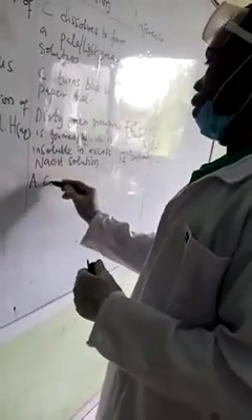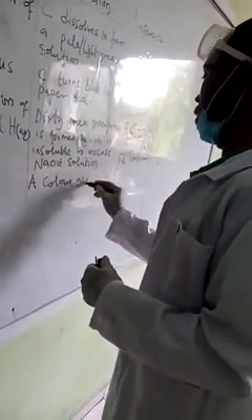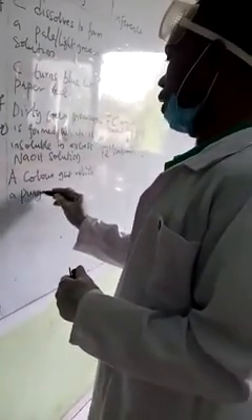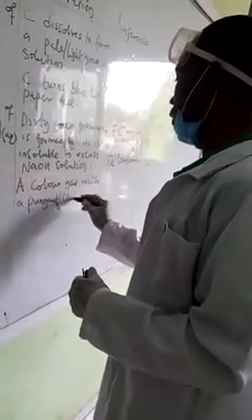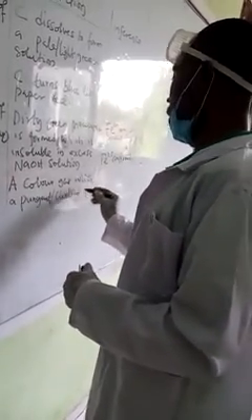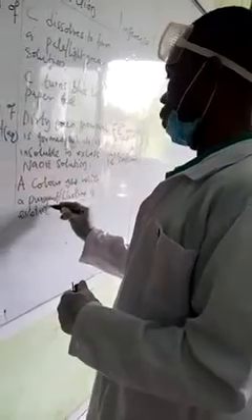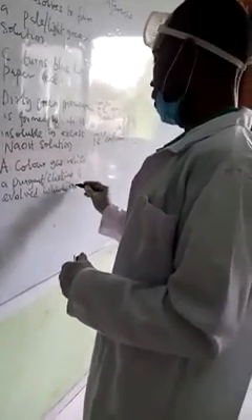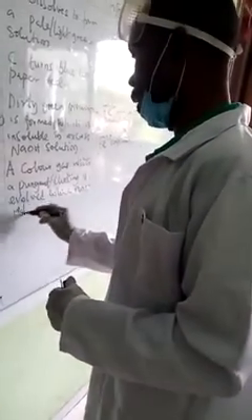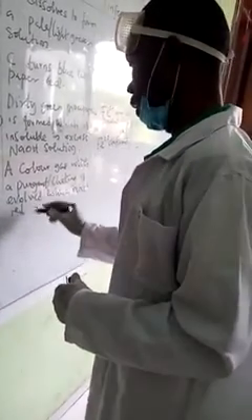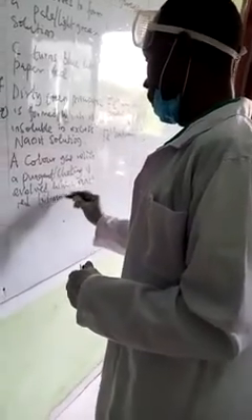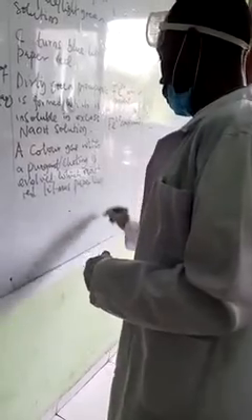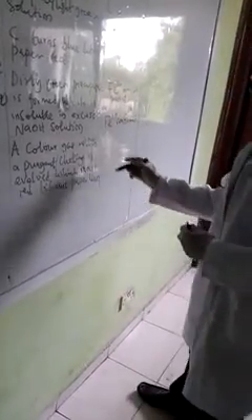A colorless gas with a pungent smell, or say a choking smell, is evolved, which turns damp or moist red litmus paper blue. So our inference here will be what?